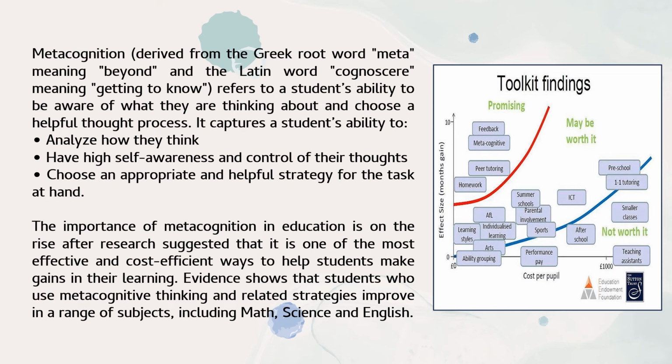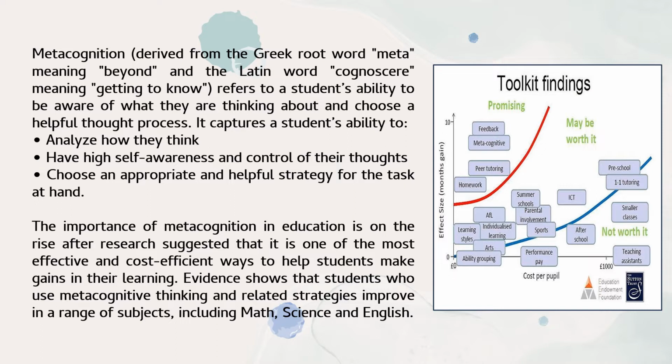Metacognition, derived from the Greek root word meta, meaning beyond, and the Latin word cognoscere, meaning getting to know, refers to a student's ability to be aware of what they are thinking about and choose a helpful thought process. It captures a student's ability to analyze how they think, have high self-awareness and control of their thoughts, and choose an appropriate and helpful strategy for the task at hand.